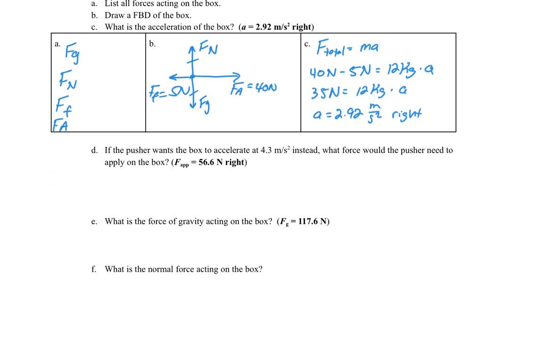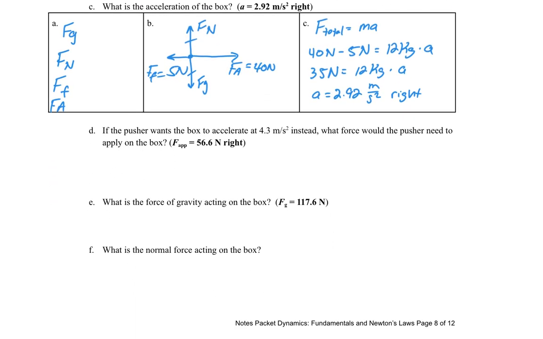Now this next part of the problem is kind of interesting. It asks, if the pusher wants the box to accelerate at 4.3 meters per second squared instead, what force would the pusher need to apply to the box? So the free body diagram doesn't really change, it's just that I don't know the applied force. So I'm going to go ahead and still write F total is equal to mass times acceleration.